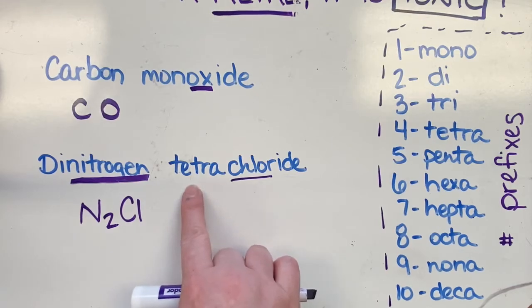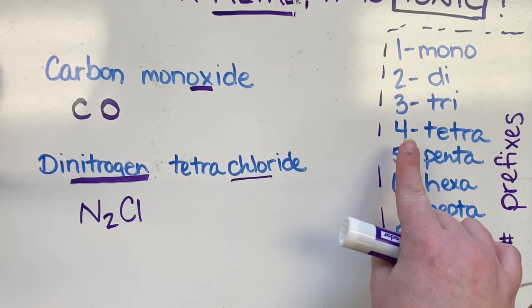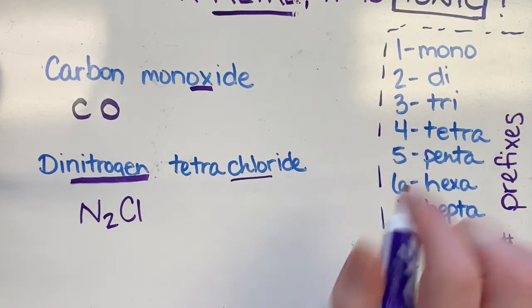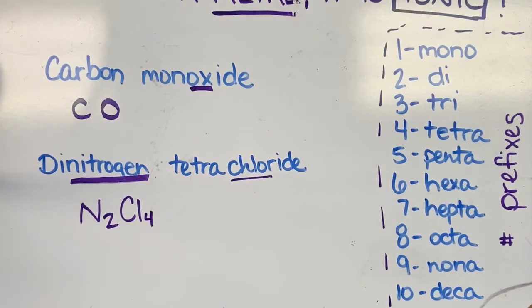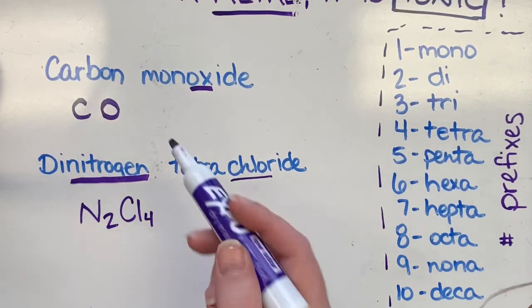My prefix is tetra. I go to my list, I see that means 4. So again, to describe that there are 4 chlorine atoms in this molecule, I will use a subscript 4 down and to the right to describe that. So you have seen now examples of going from words to formulas.